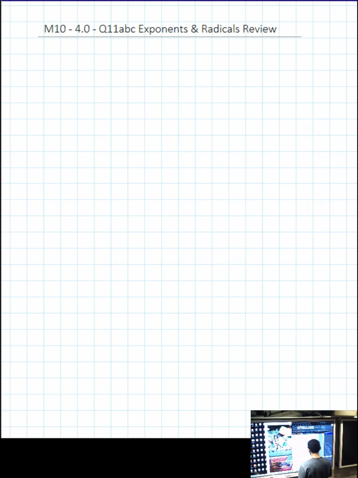Okay, number 11, change from radical root form to exponential form. So we have 11a, which says the 5th root of 3 squared. Now, the form we have to memorize is that the nth root of x to the m is equal to x to the m over n. That's the only time I'm going to use an angled slash fraction, when it's in the exponent. Okay, so that is the rule.